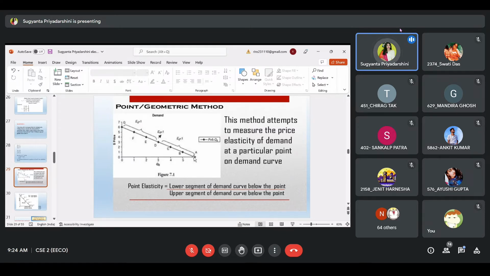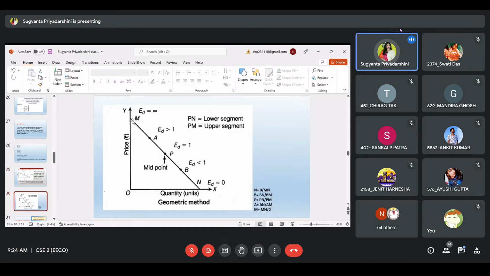Similarly, can you tell me what the elasticity will be at point A? Think and tell me. Just figure it out with the formula. Zero. How is it zero? Because the lower segment is zero. Very good. Zero by AG will be 0. Similarly for point G, infinite. Perfect.